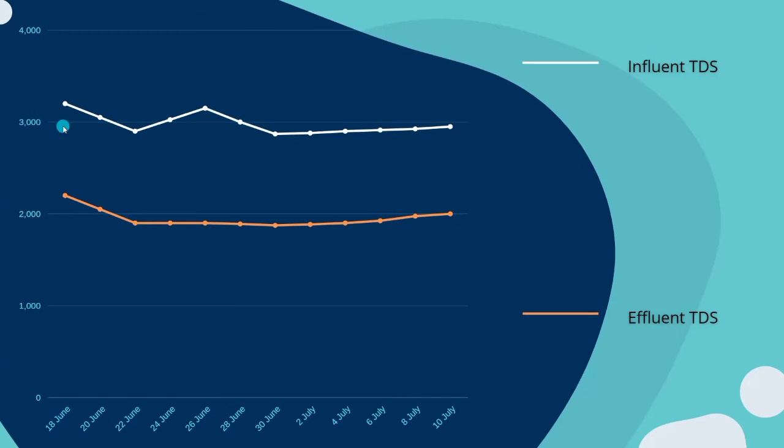The influent TDS on 18th June was 3200. On 20th June, it was 3050. It was 2900, 3025, 3150, 3000, 2870, 2880, 2900, 2912.5, 2925, and on 10th July, it was 2950.